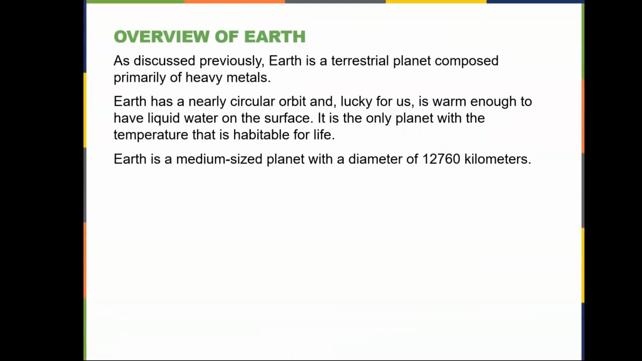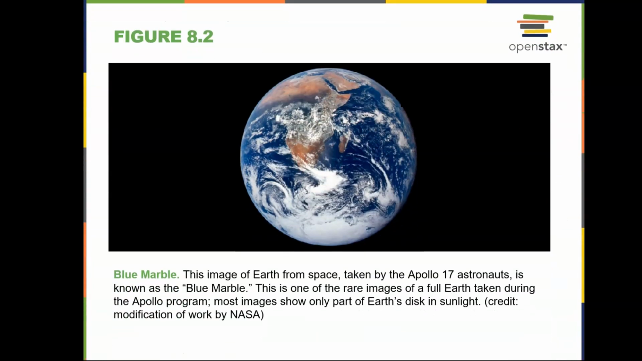As discussed previously, Earth is a medium-sized terrestrial planet made primarily of heavy metals. We are the only planet in the habitable zone of our solar system, where the temperature is not too high or too low to support life. Here we can see the famous image known as the blue marble. This is an image of Earth from space taken on one of the Apollo missions.